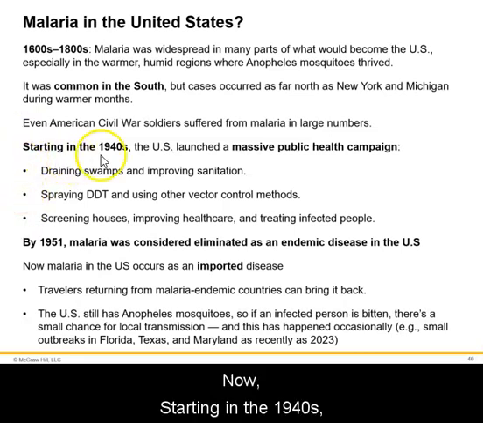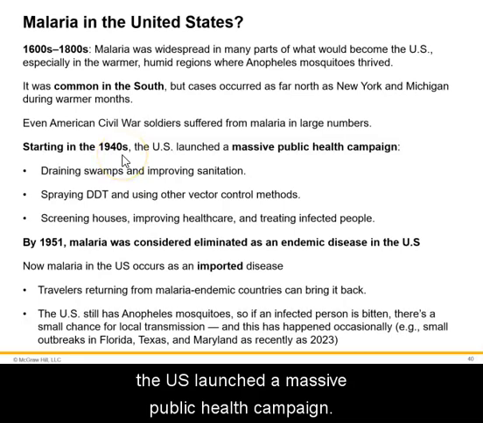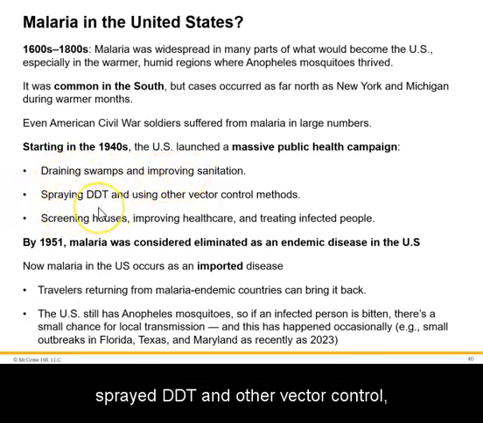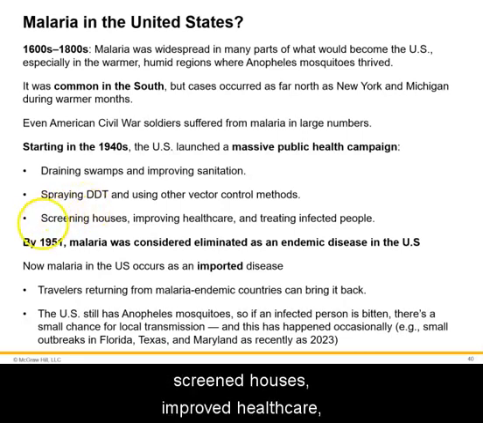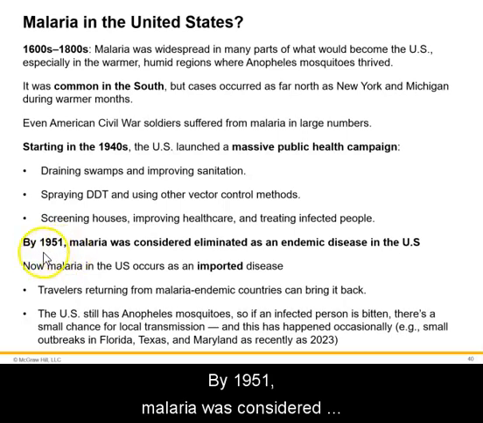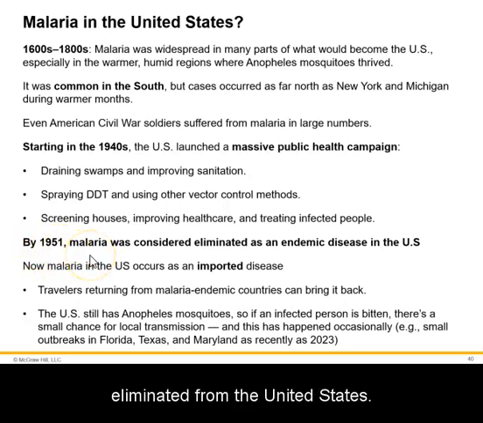Now, starting in the 1940s, the U.S. launched a massive public health campaign. They drained swamps, they improved sanitation, sprayed DDT and other vector control, used other vector control methods, screened houses, improved healthcare, and we started treating infected people. By 1951, malaria was considered eliminated from the United States.